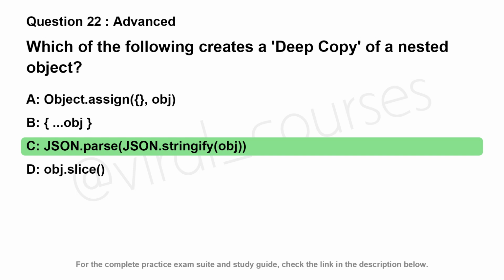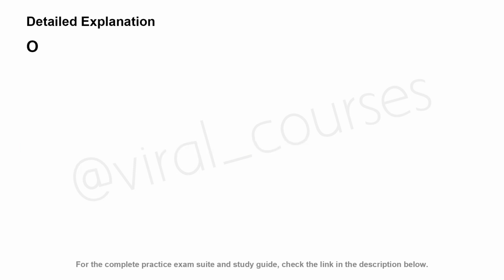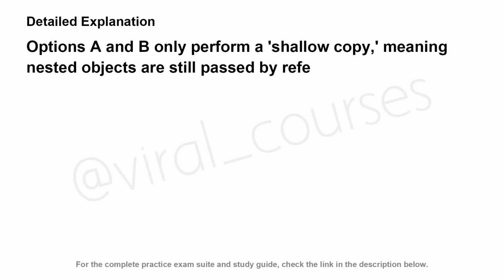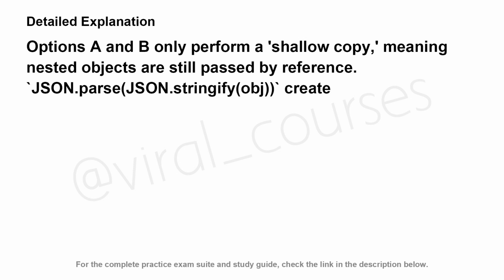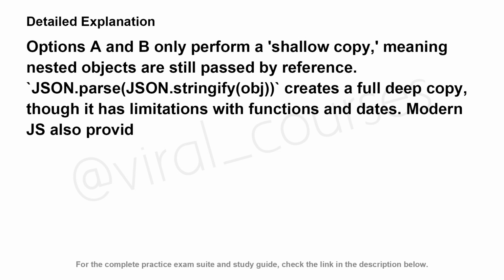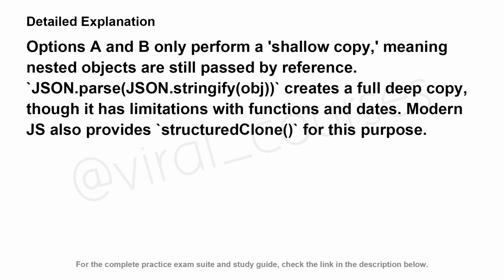The correct answer is C. Options A and B only perform a shallow copy, meaning nested objects are still passed by reference. JSON.parse(JSON.stringify(obj)) creates a full deep copy, though it has limitations with functions and dates. Modern JS also provides structuredClone for this purpose.